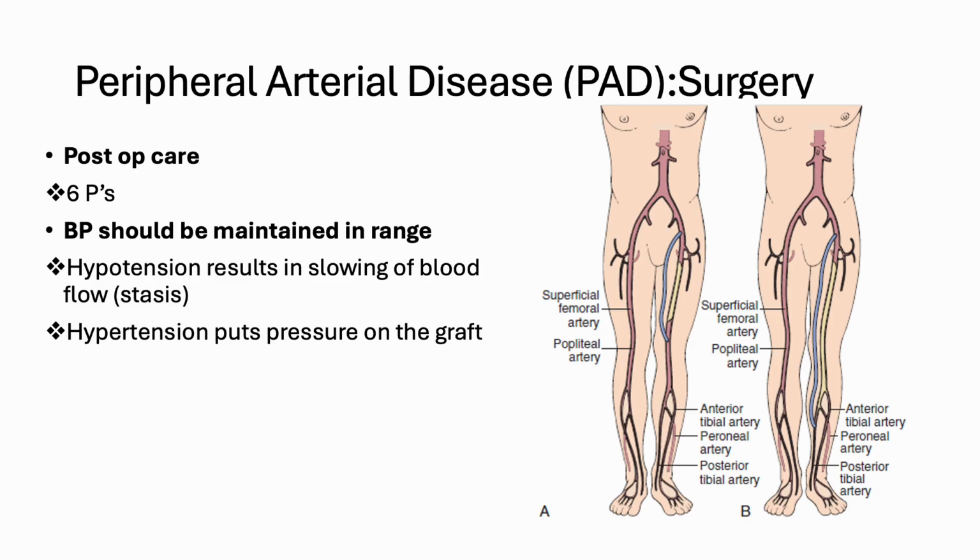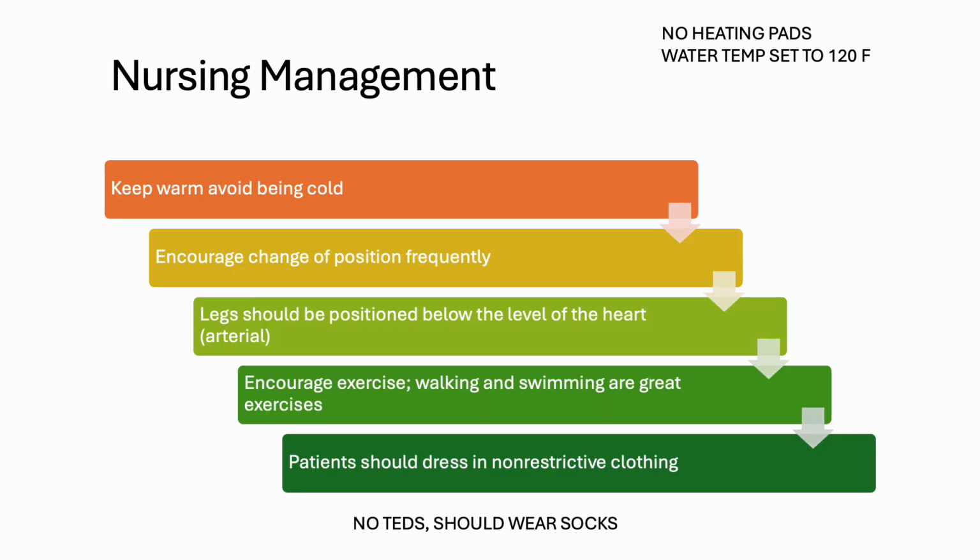All right, and anybody that has a graft, whether it is a bypass graft from the arteries to the veins, or a bypass in the heart, or anywhere else on the body, there is something you need to know. You need the blood pressure about 140 systolic. Because if the blood pressure goes too low, the graft will collapse. And if the blood pressure is too high, the graft can blow out, right? It puts pressure on the graft. So we need Goldilocks blood pressure after peripheral artery disease surgery.